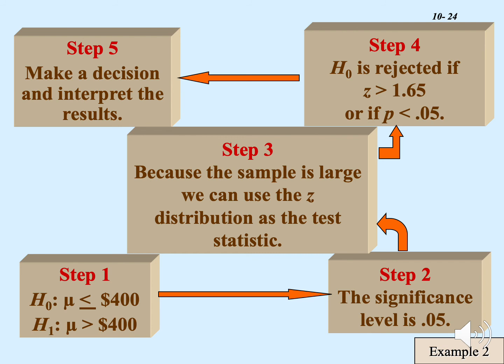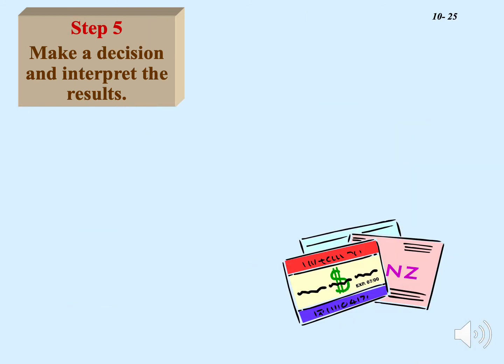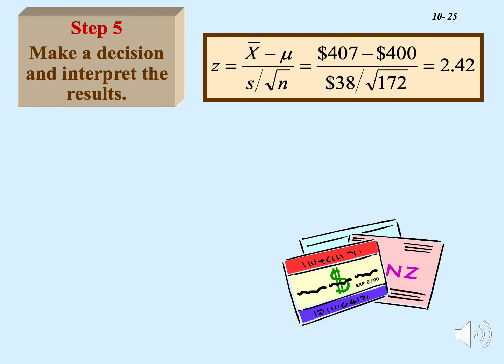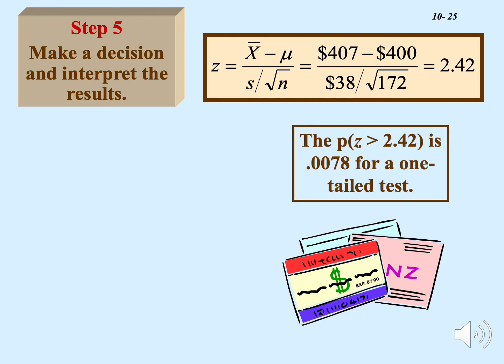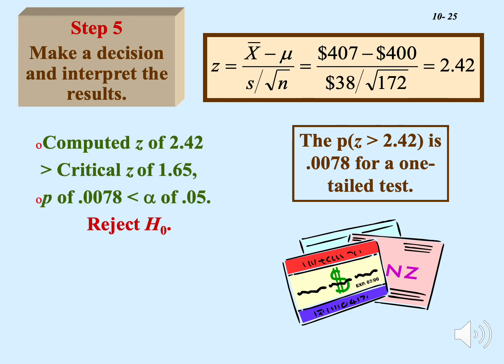Now we will do the computation. Going back to the formula, we have 407 minus 400 over 38 over the square root of 172, so that is 2.42. Look at it on the table. That's 0.0078 for a one-tailed test. So you reject H0. By the way, this value on the table, the one that we look at, is now the p-value.